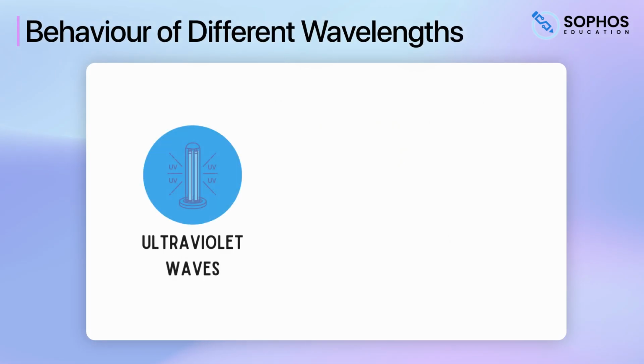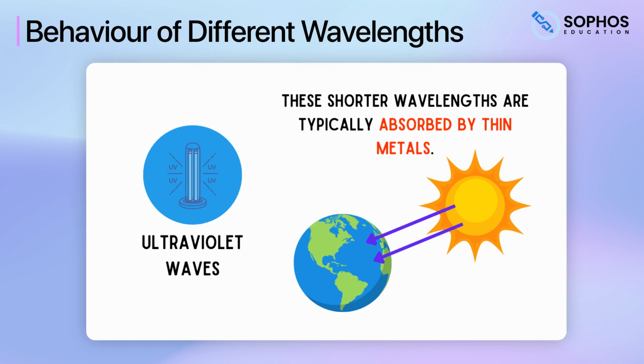Fourth is ultraviolet waves. These shorter wavelength waves are typically absorbed by thin metals. UV radiation from the sun is partially absorbed by the Earth's atmosphere and by certain metals, which is important for protecting us from harmful UV exposure.